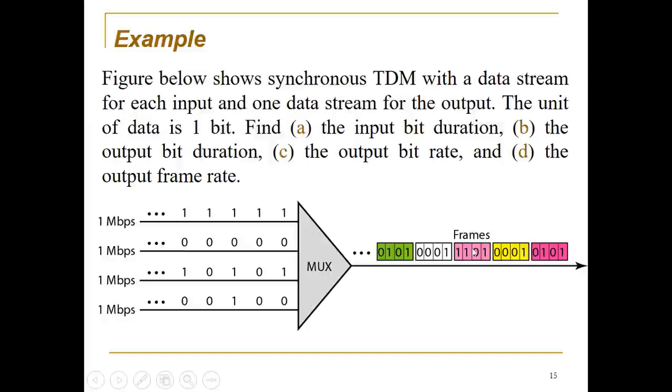Well, this will be the arrangement if they are getting multiplexed. They all have 1 megabit per second. The first one has all 1s, the next has all zeros, this one has 10101, and the last one has 00100. And if we are multiplexing them together, the frame would be arranged in terms of first in, first out, or last in, first out.